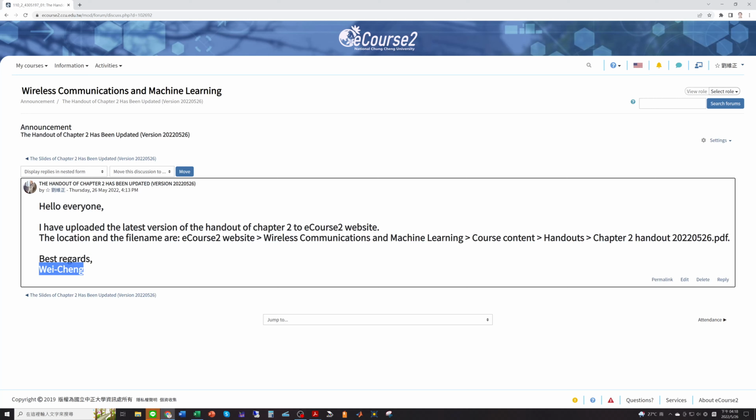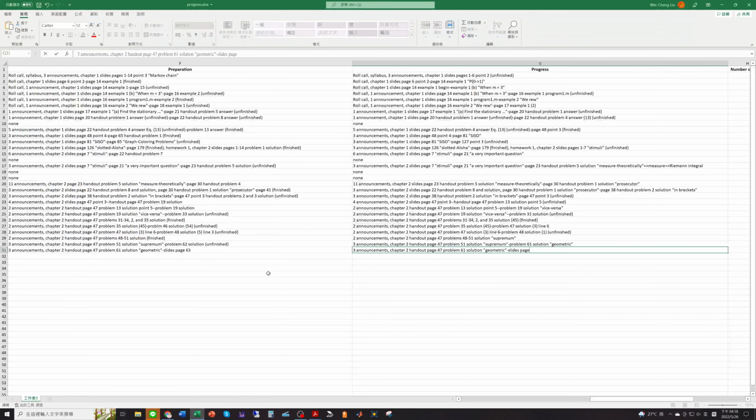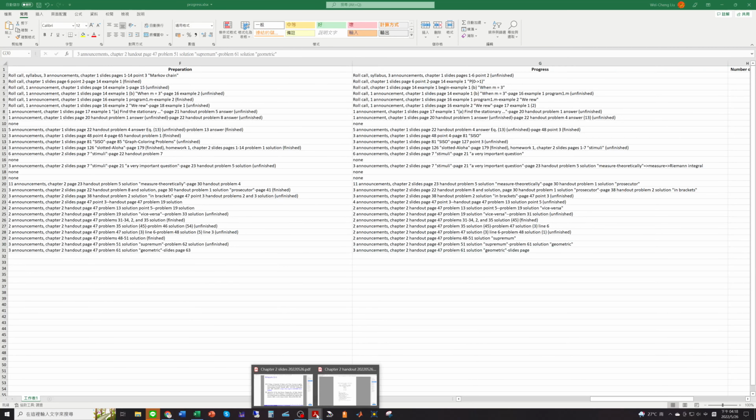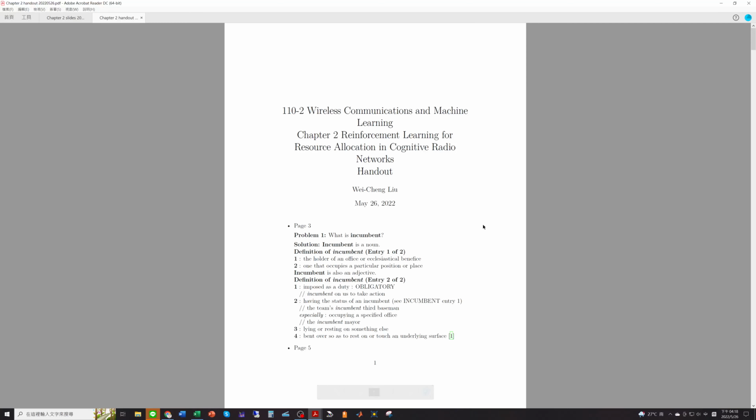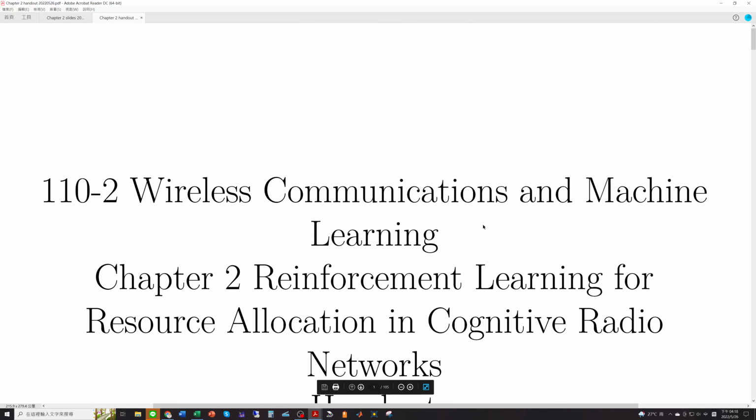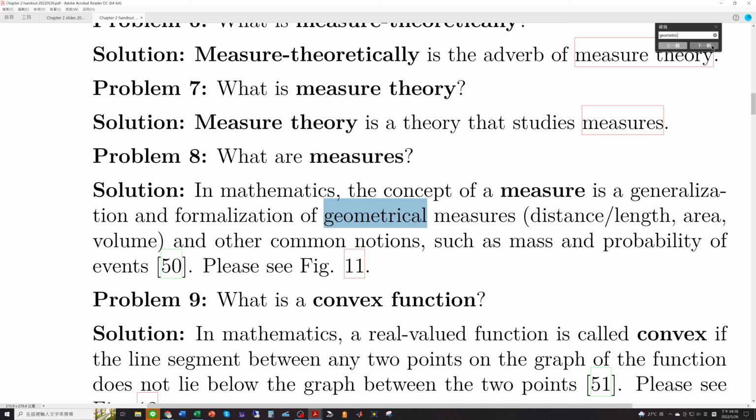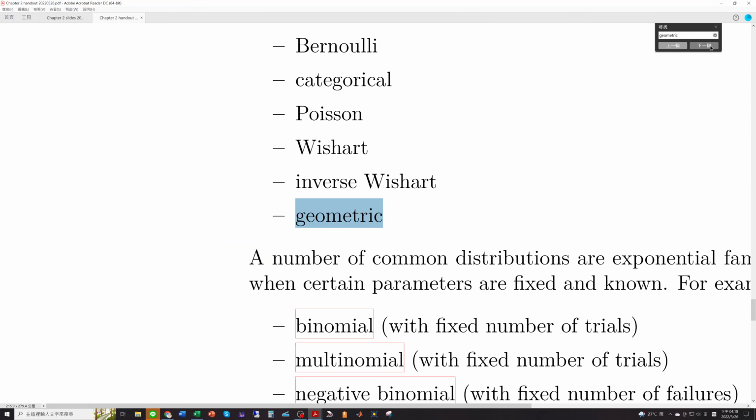Okay, next let us look at the progress of the last class. In the last class we taught up to chapter 2 handout, page 47, problem 61, solution geometric. So please open the handout of chapter 2 and search for the word geometric. Okay, so this.